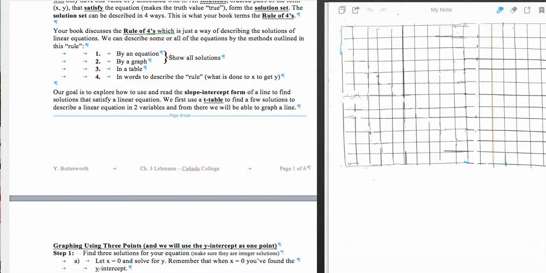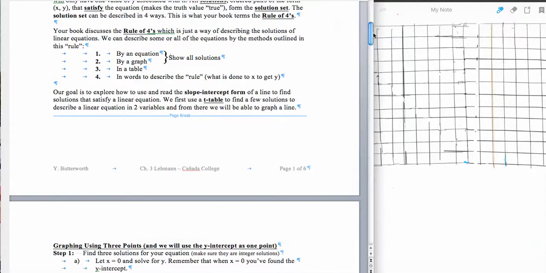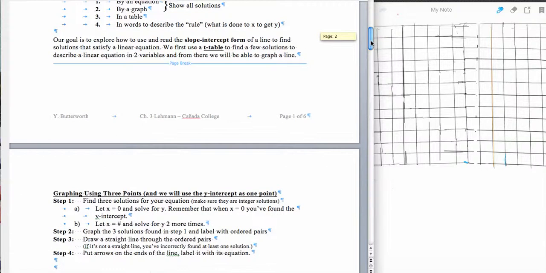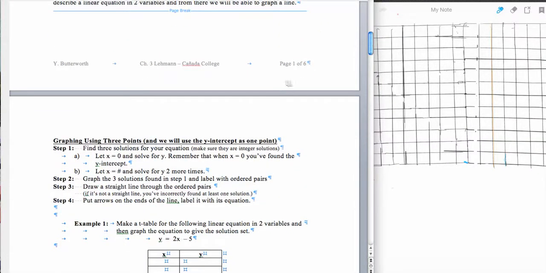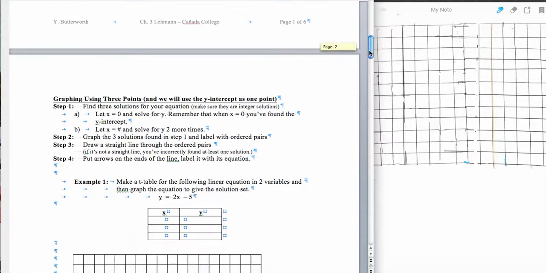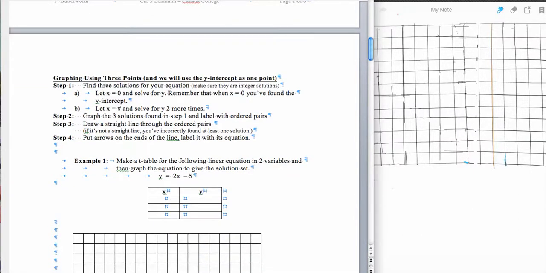This continues section 3.1. We're going to learn how to plot ordered pairs based upon an equation and therefore give a graph of a linear equation in two variables to show the linear model, so to speak. So what we're going to be doing is creating a table of values when we do this. So we're going to graph using 3 points.